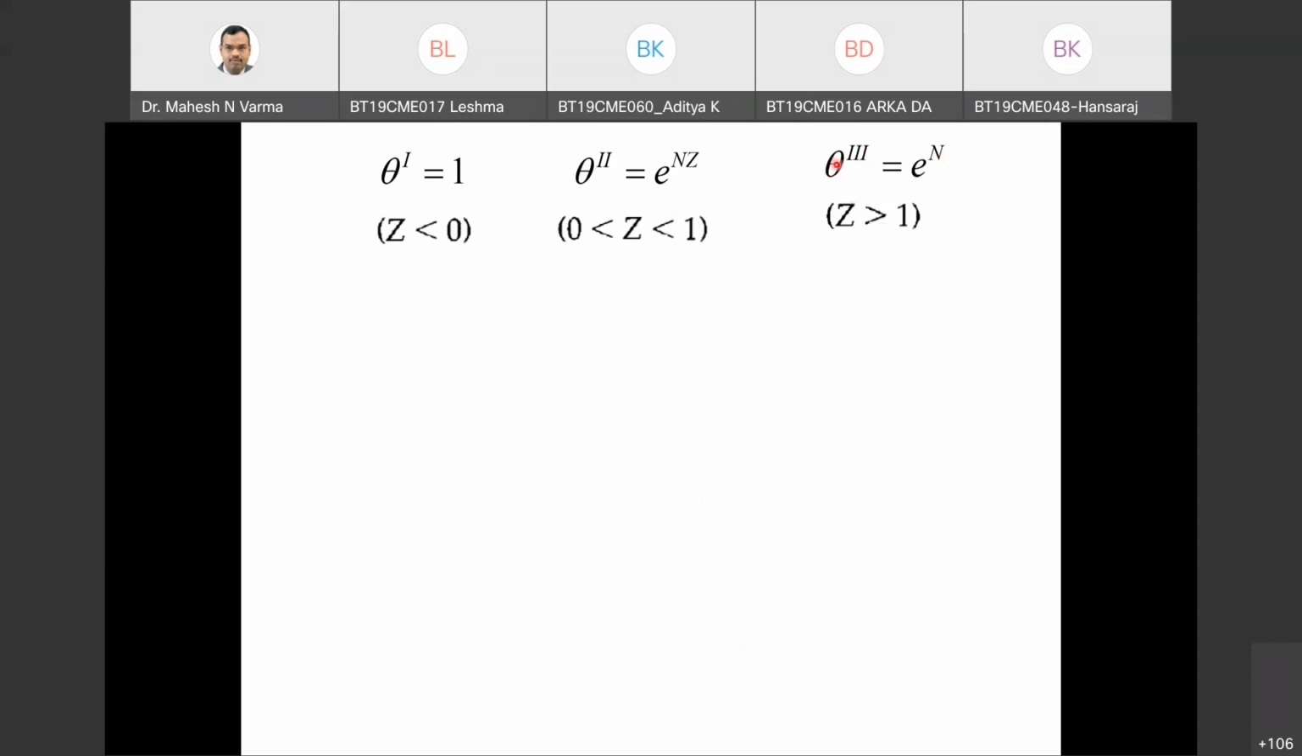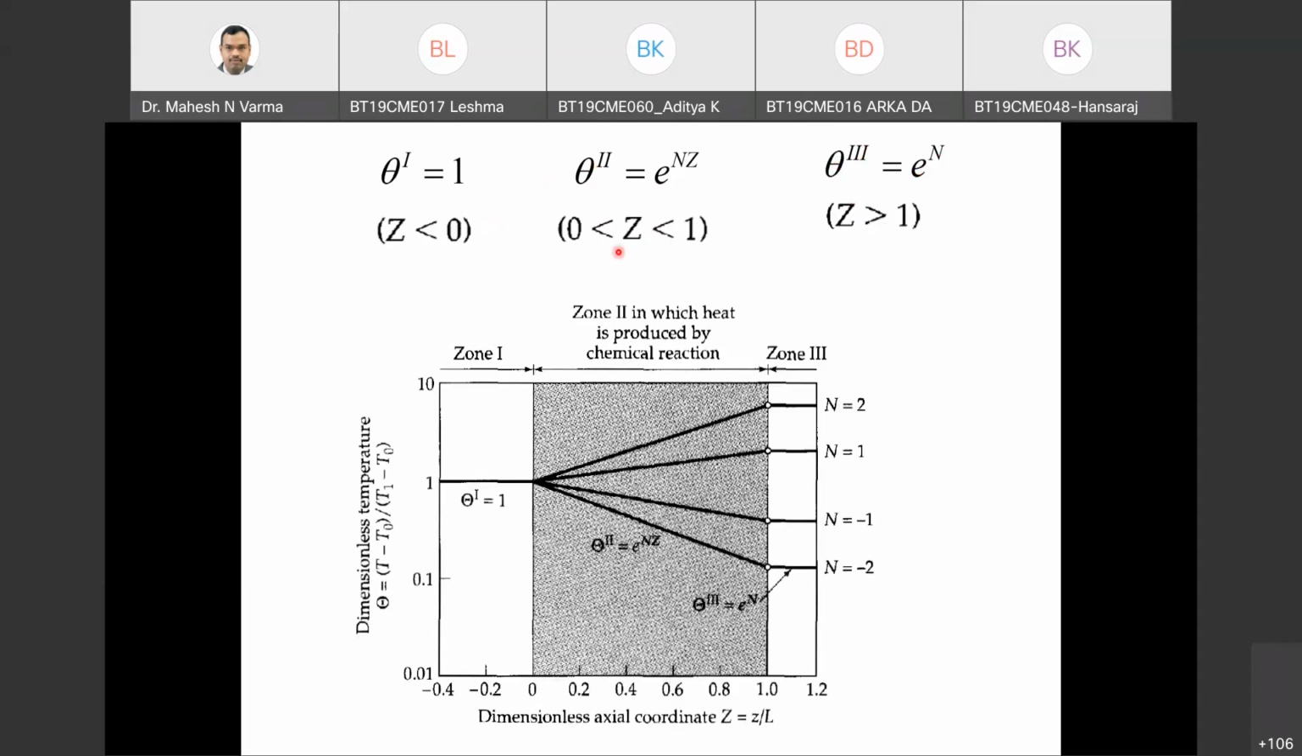This will be the temperature profile, T minus T0 divided by T1 minus T0. Theta is nothing but the temperature profile. If I plot this, you can see from z equals minus infinity to z equals 0, theta 1 will be equal to 1. And for z equals 1 to z equals infinity, this will be equal to e raised to n, for n equals 1, 2, minus 1, minus 2. If you have an endothermic reaction, this n will be negative. So this will be the temperature profile.